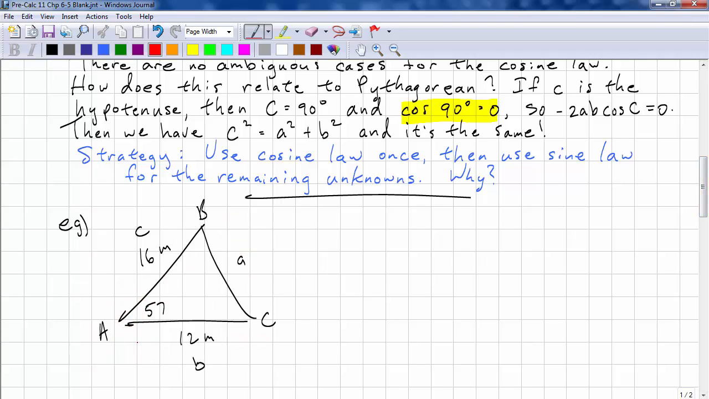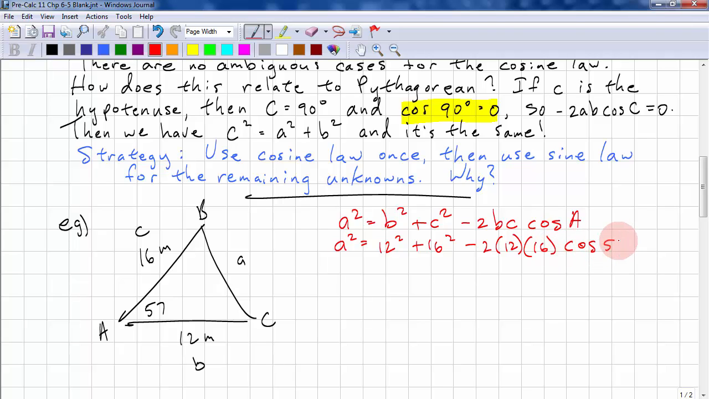We have this triangle, so we have side, angle, side. So we need to figure out this side. And notice that we can't use the sine law here, because we don't have the angle for this side, we don't have the angle for this side, and we don't have the side measure for this angle. So a squared equals b squared plus c squared minus 2bc cos A. And we substitute. a squared equals 12 squared plus 16 squared minus 2 times 12 times 16 cos 57 degrees.